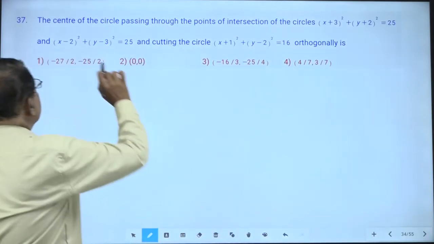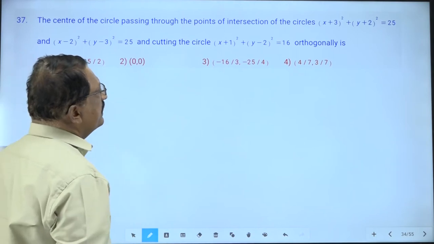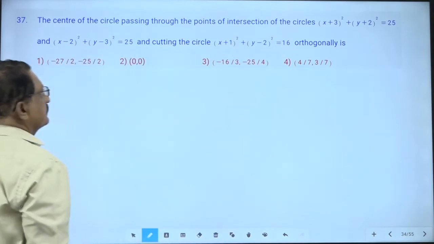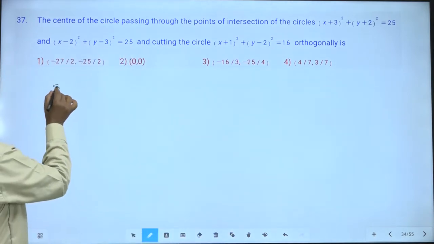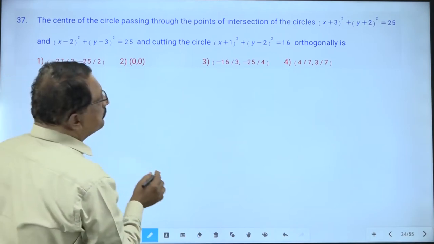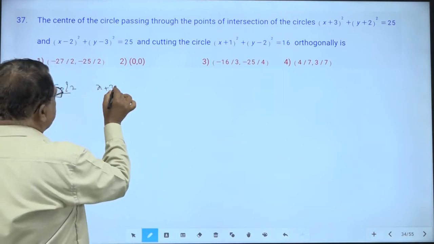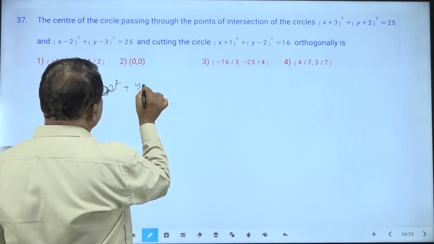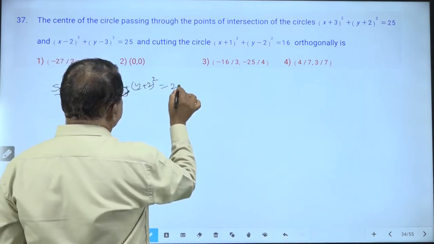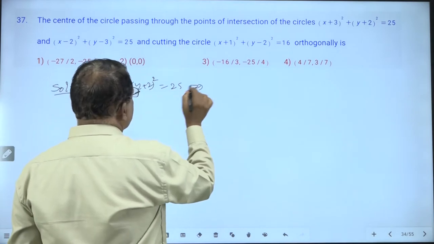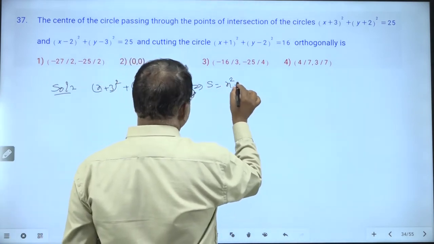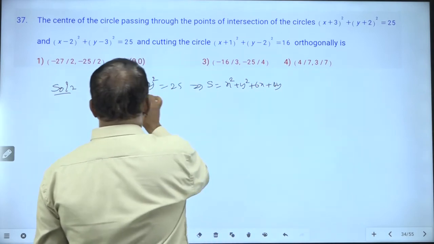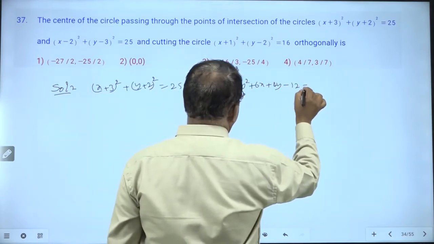Next problem: the center of the circle passing through the points of intersection of the circles and cutting the circle orthogonally is. Now, solution. The first circle equation is given: (x+3)^2 + (y+2)^2 = 25. Further simplifying, we get S = x^2 + y^2 + 6x + 4y - 12 = 0.